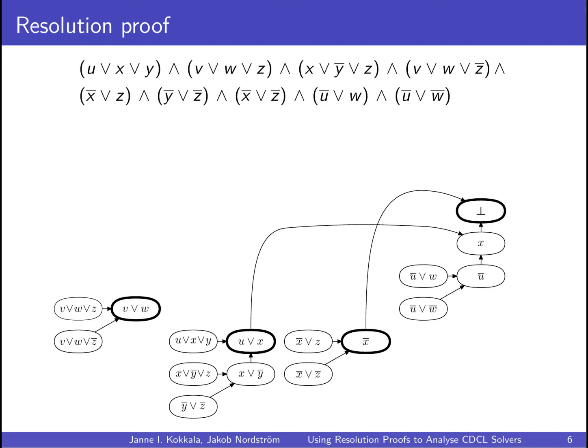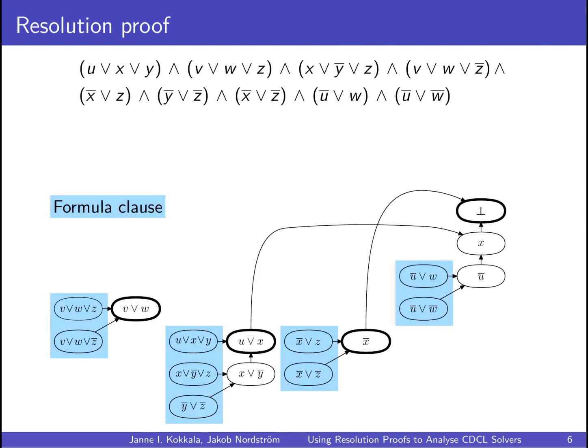And because CDCL solvers always provide these proofs, it's often insightful to consider them as engines that search proofs for unsatisfiable instances, which is also what we do in this work. So let's now spend a moment to see what this graph means and what we can observe about the solver. So first, all clauses with no incoming edges are the formula clauses. And then new clauses are derived from these. And finally, the empty clause.